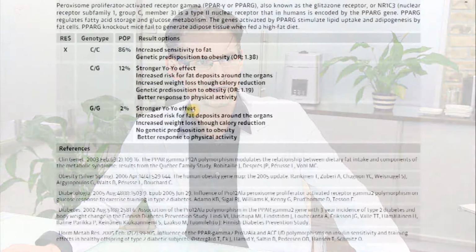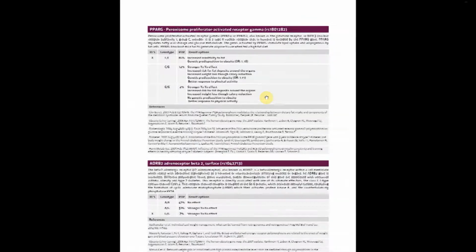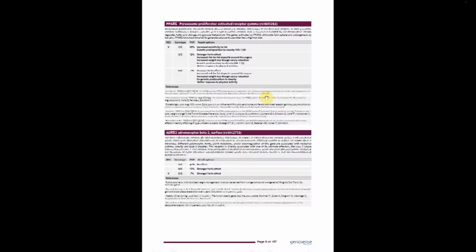And you see the different types: CG, 12% of the population, a stronger yo-yo effect, the rebound effect once you've lost weight, increased risk for fat deposits around the organs, increased weight loss through calorie reduction, so eating less and so on. So do read through this in case you're interested. Otherwise, this is very technical. You don't need to understand all of this to be able to use your program correctly. It's really just meant for critical scientists that look through our program, that want to see where we do get our information from and what science we've based it on.